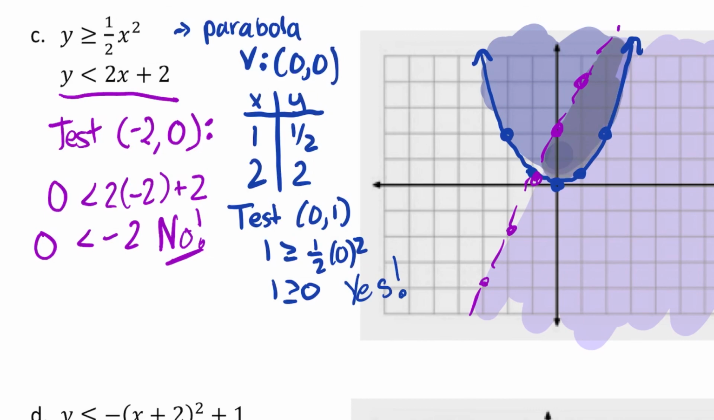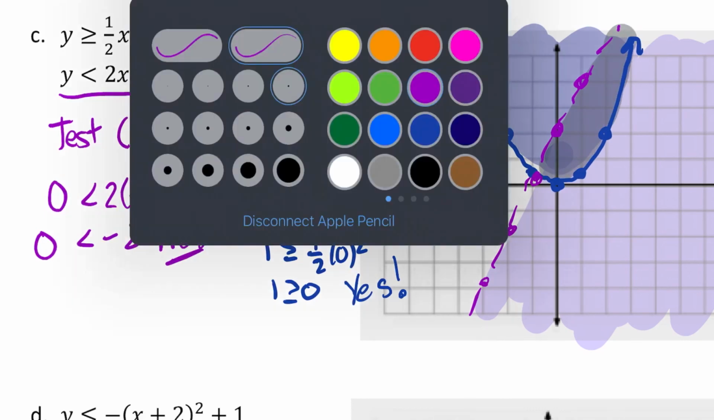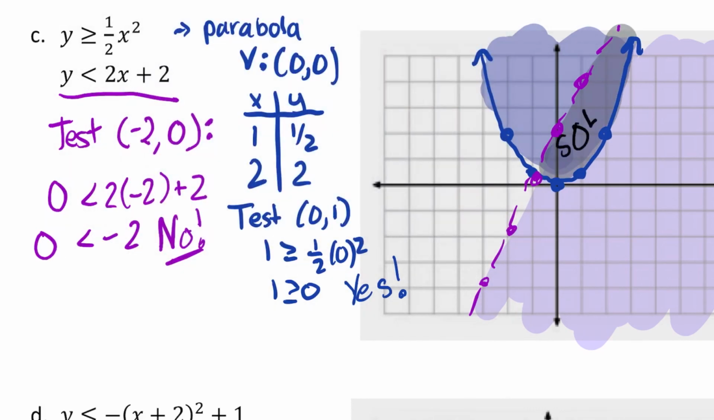My overlap is my region that is below my purple line and still above and inside my parabola, so my solution points are in there.